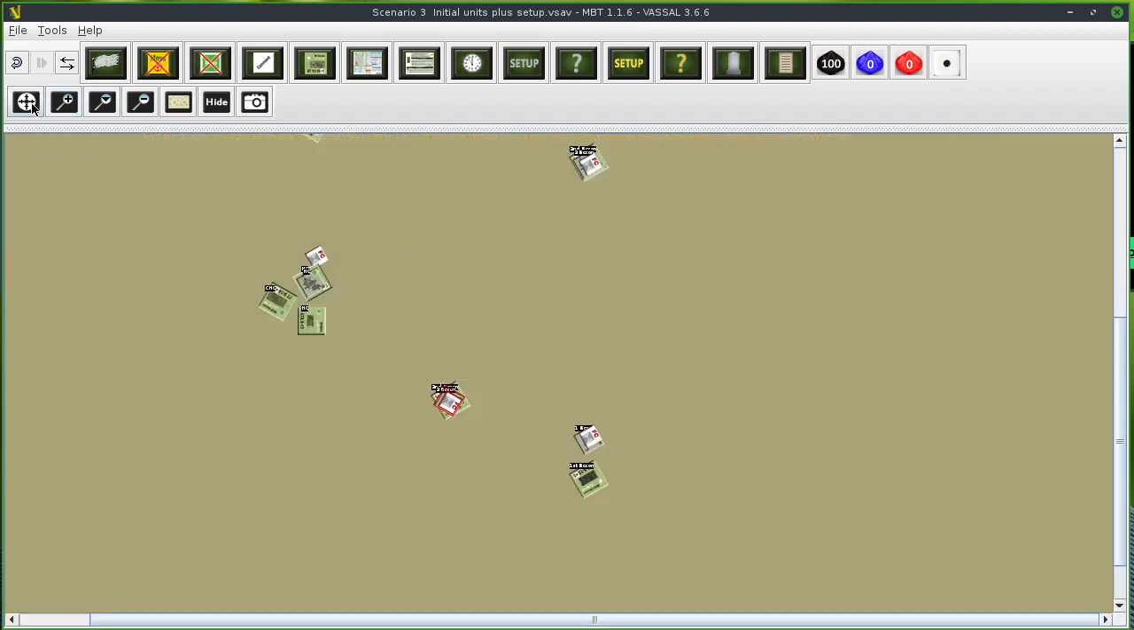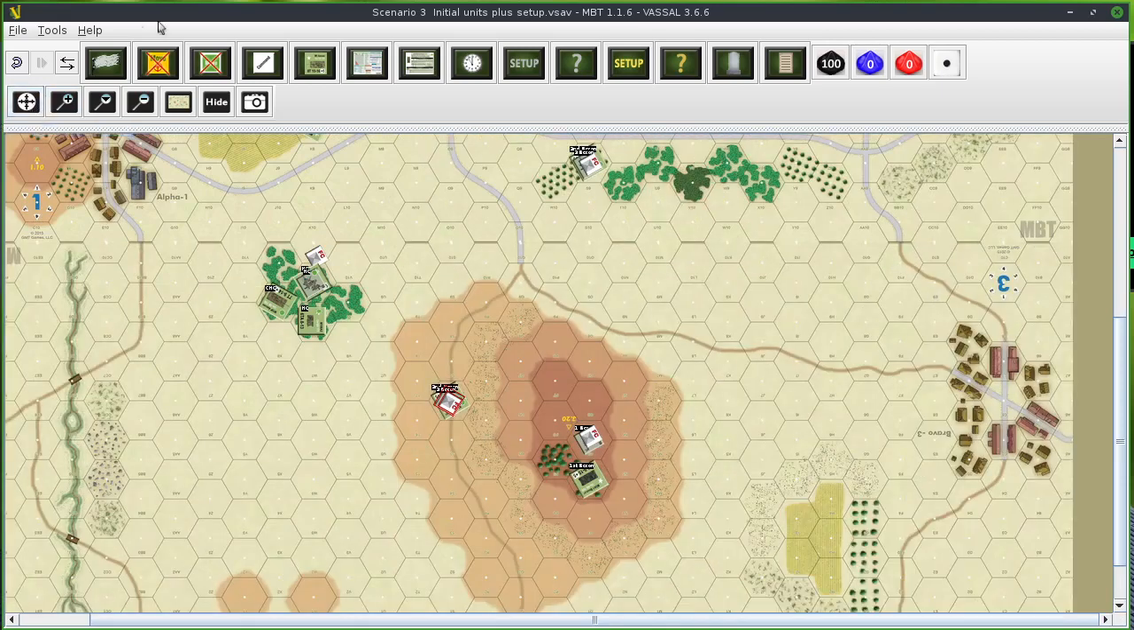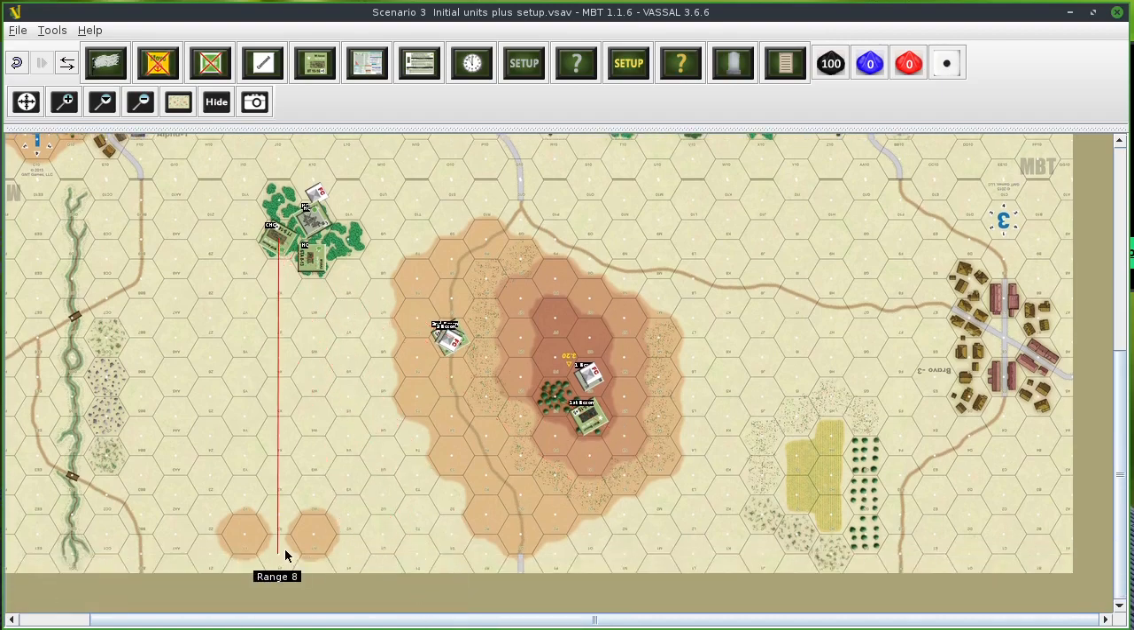Once again, I'm pulling out the 10 hex marker. Just want to, whoa, flying tank, yay. Okay, sorry, I'm being silly. All right, range of 10. So that covers all the way to this board edge over here. Range of 10, range of 10.